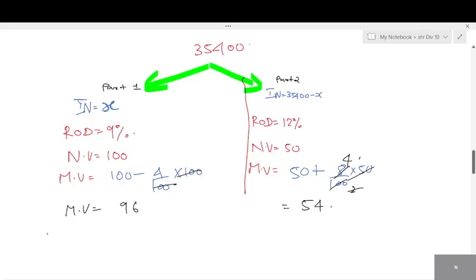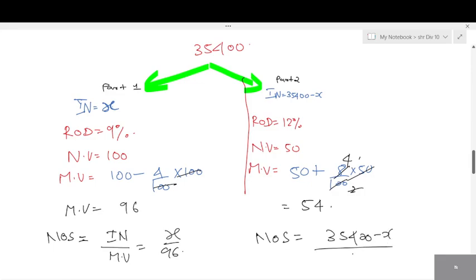Okay, if investment is given, can you tell me the direct formula for number of shares? Which one do you have to divide? Investment divided by? Very good. What is investment? X divided by? Given for this. What is number of shares? 35,400 minus X divided by 54. Investment is equal.